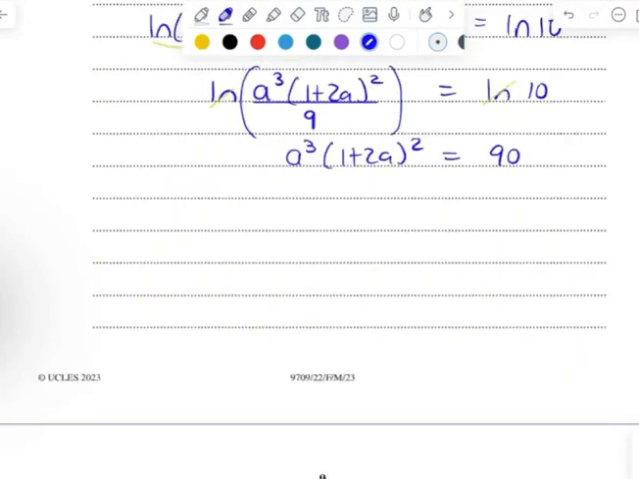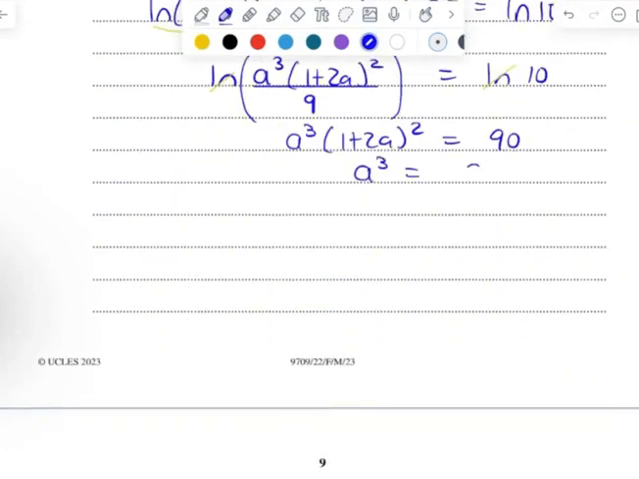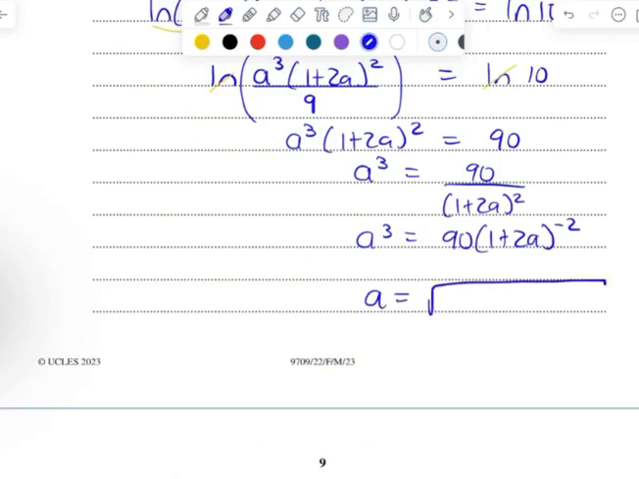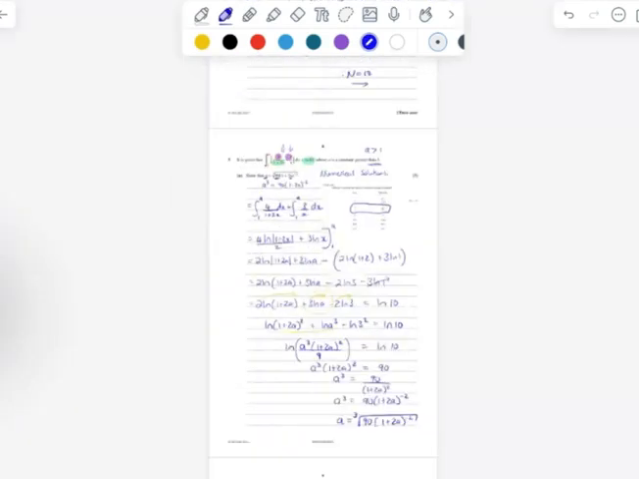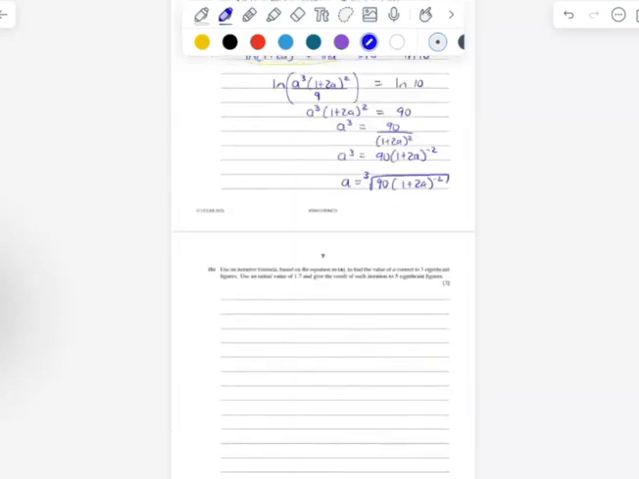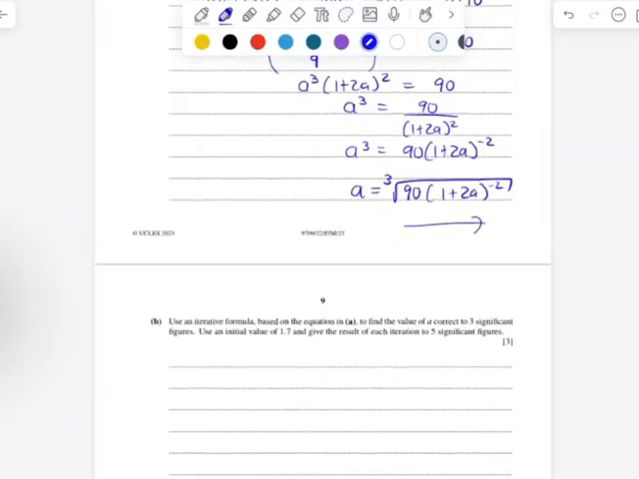And can you see, so if I have my 90 divided by 1 plus 2a squared, now I'm just bringing up my brackets, making it a negative power, and then I'm going to cube root. And that is exactly what they asked for. Okay, so that is what goes through my head as I do these questions.